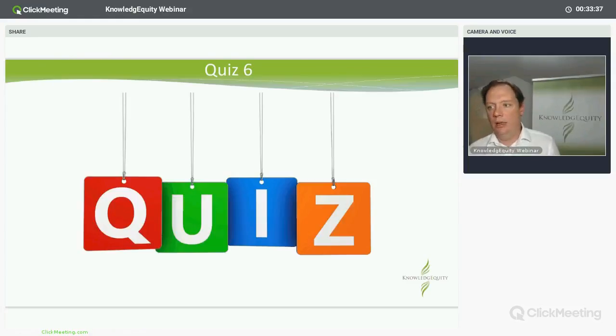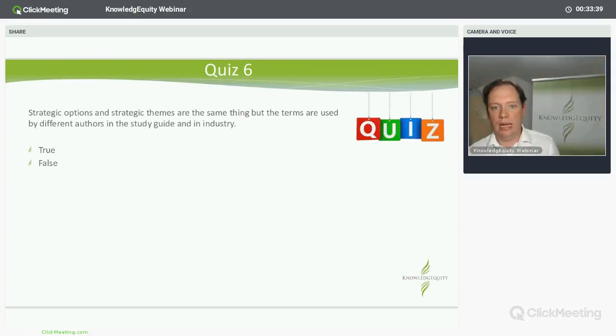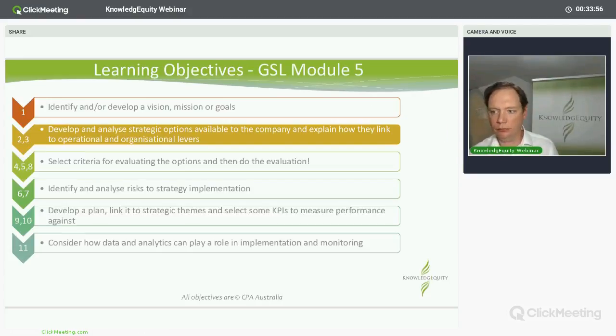Strategic options and strategic themes are the same thing, but the terms are used by different authors in the study guide and industry. Is that true or false? Yeah, that's false. They're not. Options and themes are meant to be different.